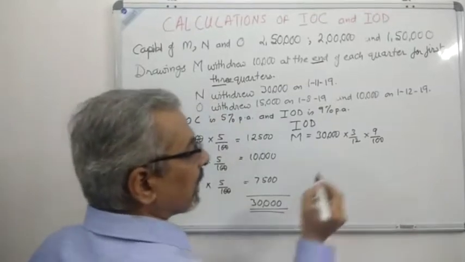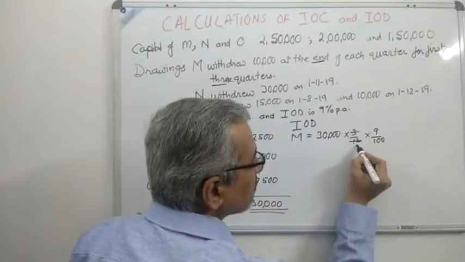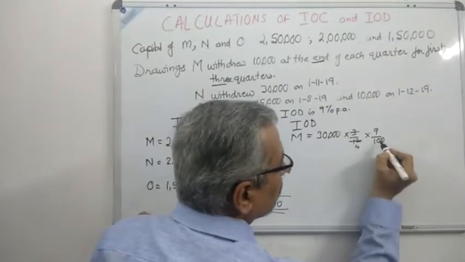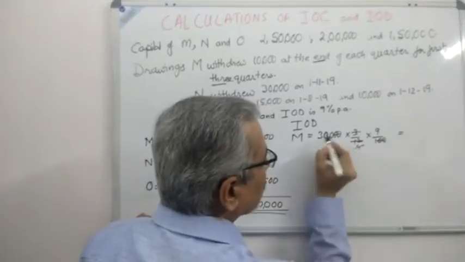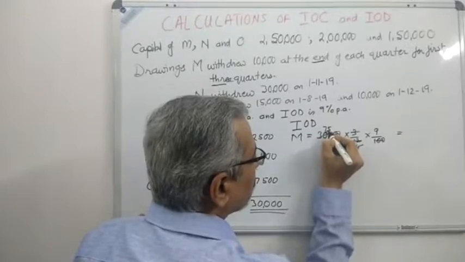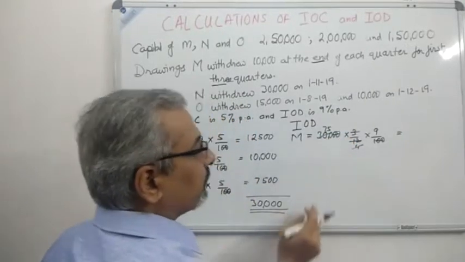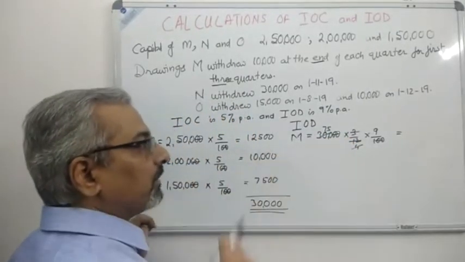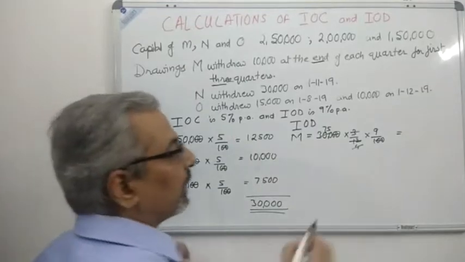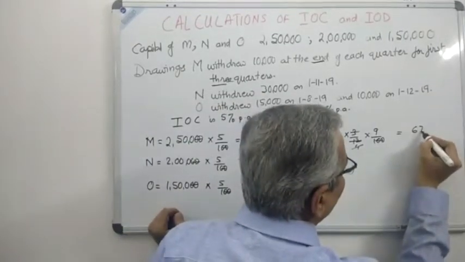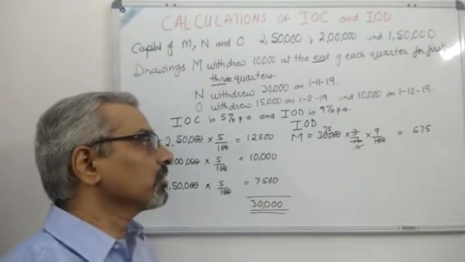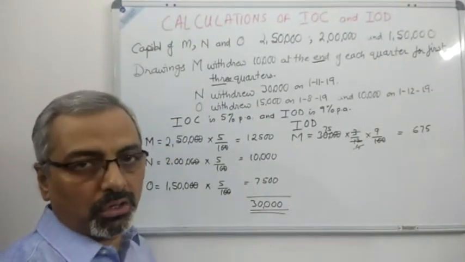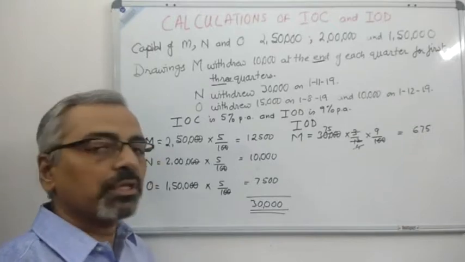Okay, so this is the calculation which we are doing. We are cancelling this out. So we are getting 4 over here, cancelling these zeros. So we are left with cancelling the 75 over here. So 4 and 300, if you cancel, you get 75. So 75 into 9, if you multiply, we get a figure of 675. So first things first, that is the calculation of M's interest on drawing, which comes to 675.